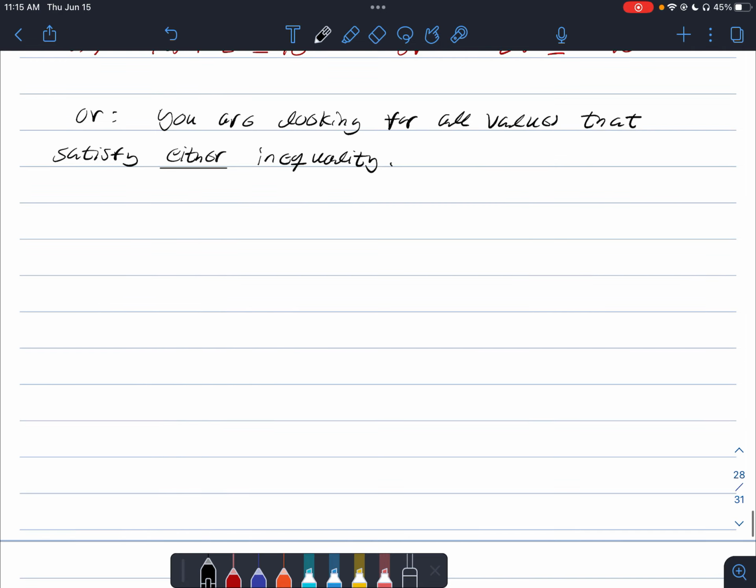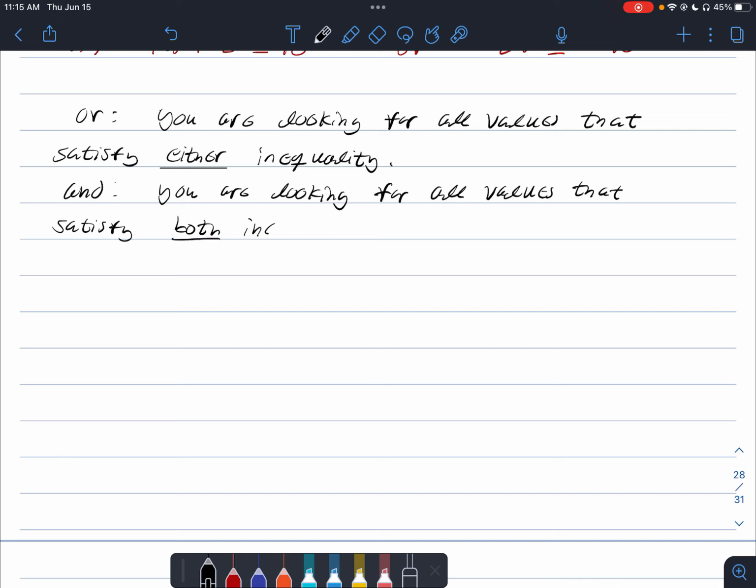The word "and" implies that you are looking for all values that satisfy both inequalities at the same time.